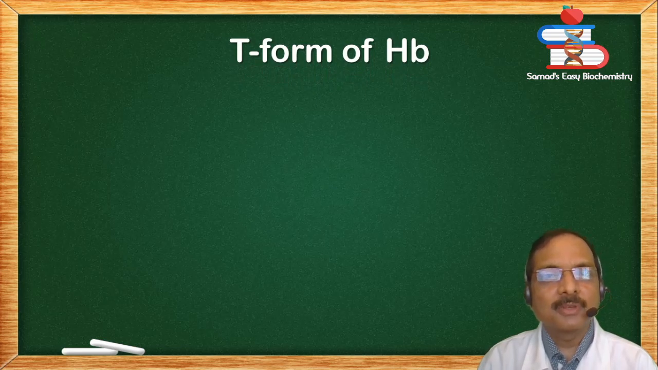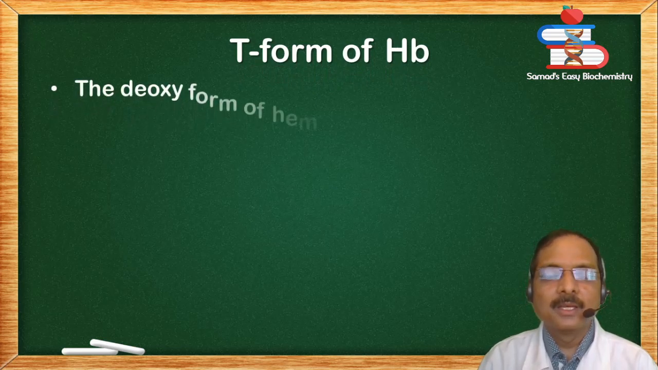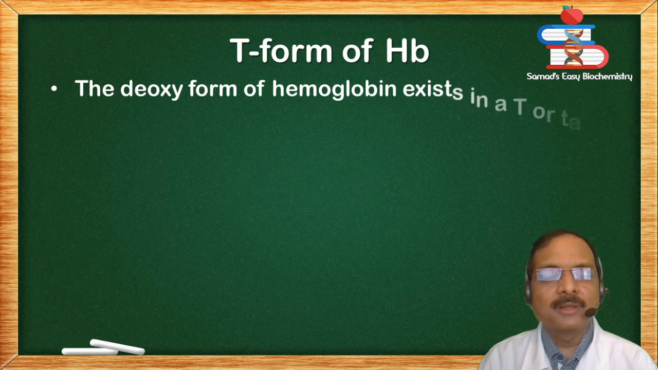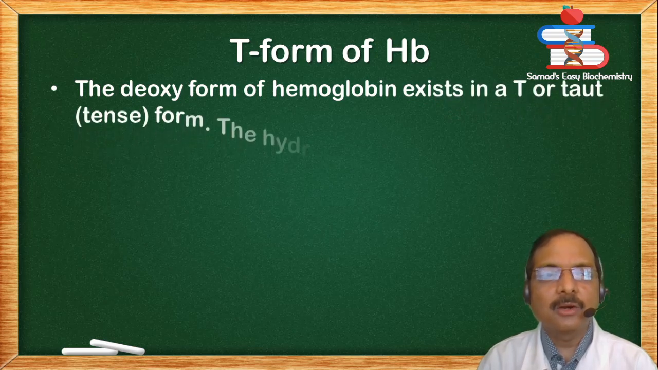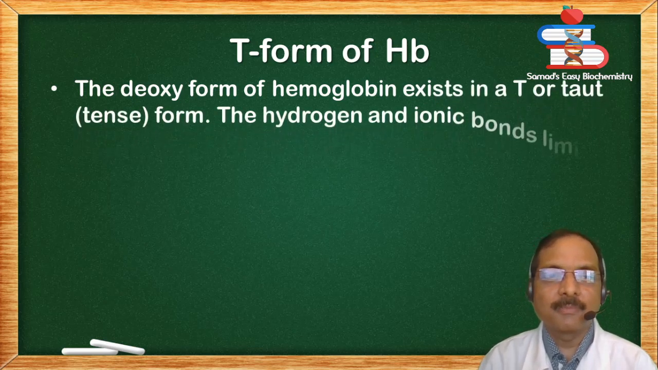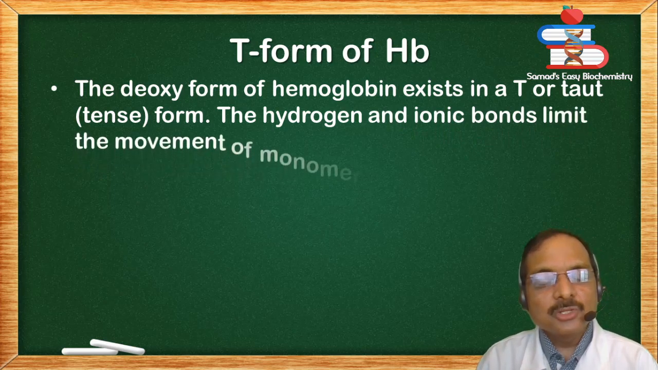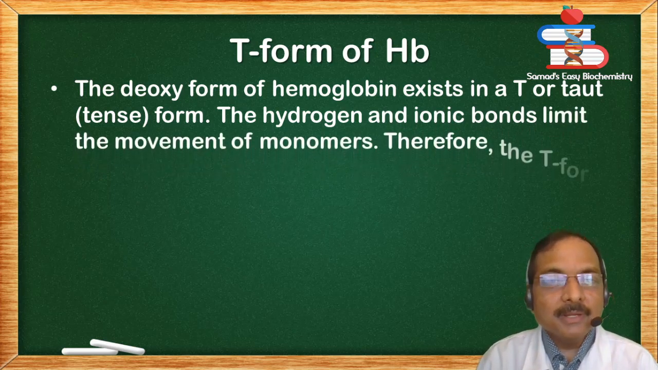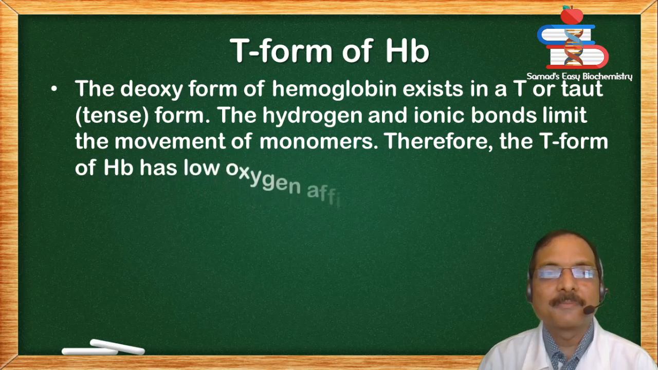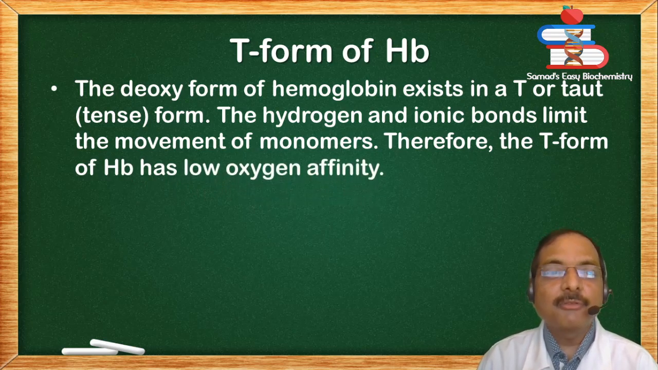T form of hemoglobin. The deoxy form of hemoglobin exists in a T or taut or tensed form. The hydrogen and ionic bonds limit the movement of monomers. Therefore, the T form of Hb has low oxygen affinity.